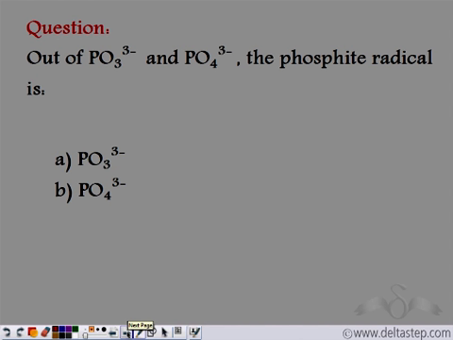Out of PO3 3- and PO4 3-, which of the two do you think is the phosphite radical? We know that the suffix "ite" is given to the radical with a lesser number of oxygen atoms. And out of these two, this radical has a lesser number of oxygen atoms. So this is the phosphite radical. So what should be the name of this radical? This has a greater number of oxygen atoms, and therefore this should be the phosphate radical.